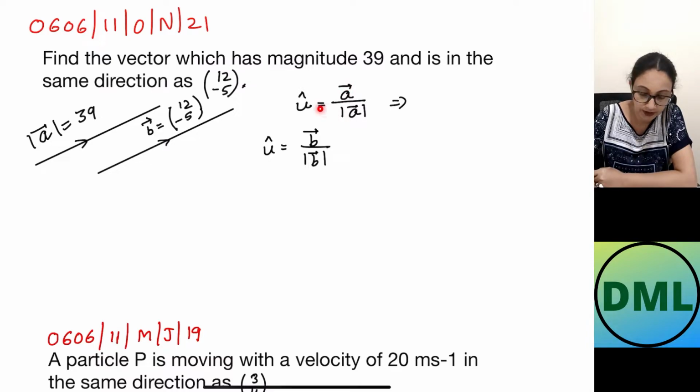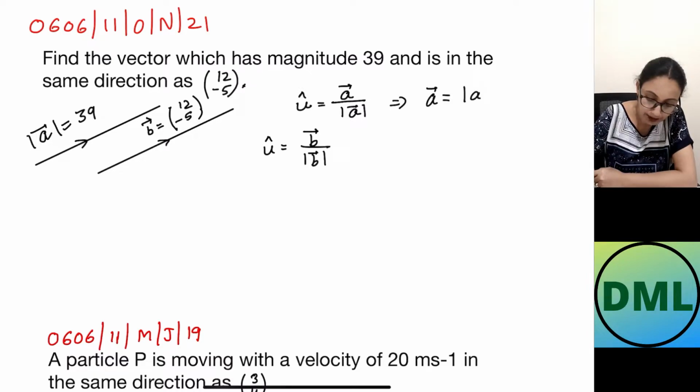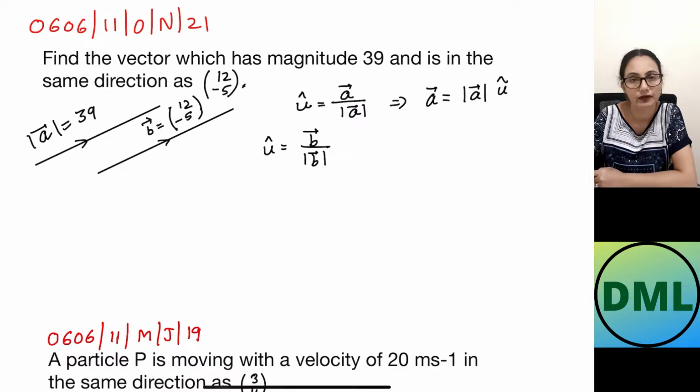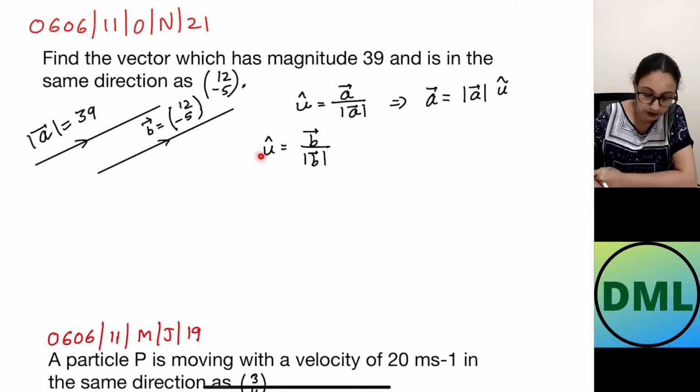So vector A, we need to cross multiply this on the left hand side. So the vector A will be written as the magnitude of vector A times the unit vector. Now we need to figure out the unit vector. The unit vector of this vector will be the same as the unit vector of B, because they are in the same direction. So the unit vector of vector B is vector B divided by the magnitude of vector B.